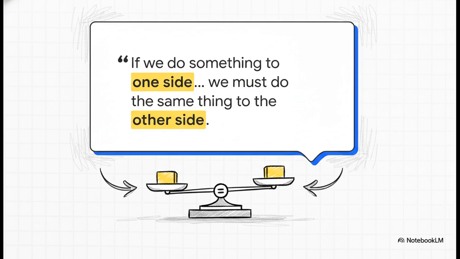If you drop a heavy weight on the left side, the scale tips, right? To fix it, you absolutely have to add the exact same weight to the right side. That delicate balancing act is the entire secret to mastering equations.